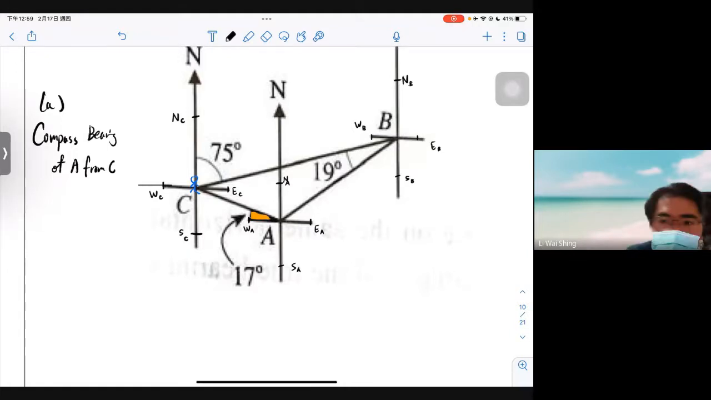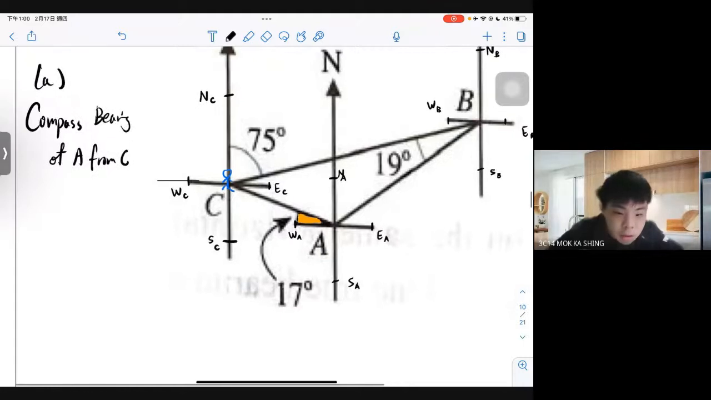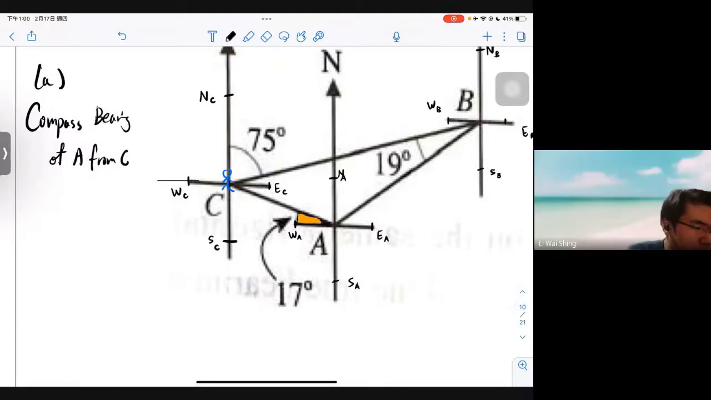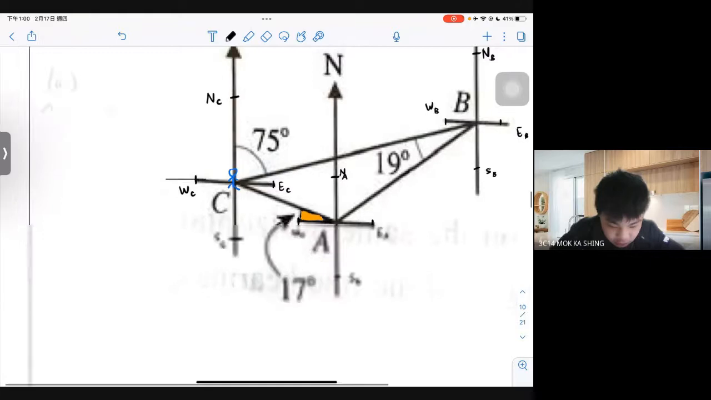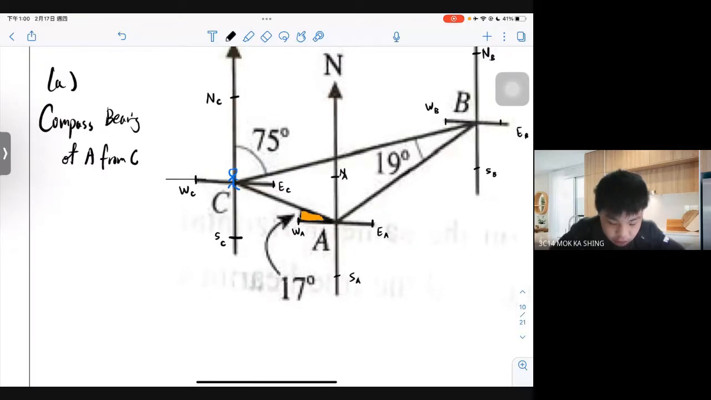So let's continue. Let me ask someone first. Okay, so we're finished with 15. So number 14. Okay, Sunny, which angle are we finding in terms of letters? Can you tell me which angle we are finding?